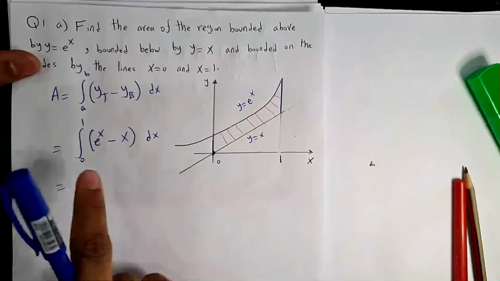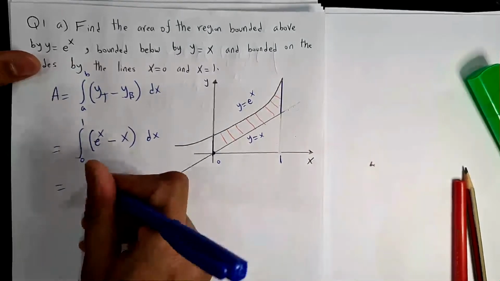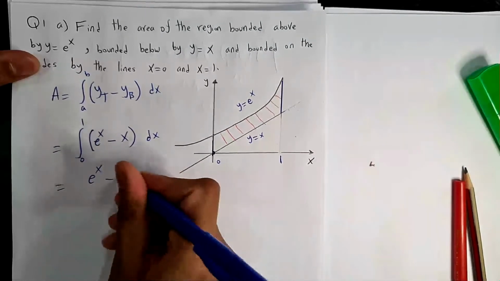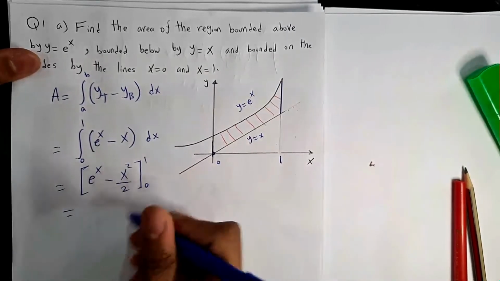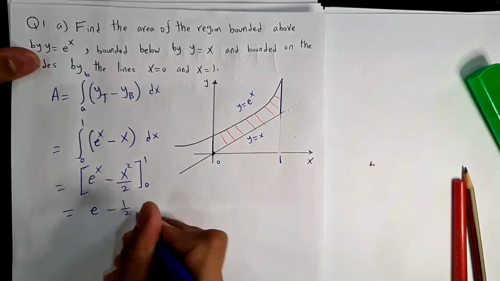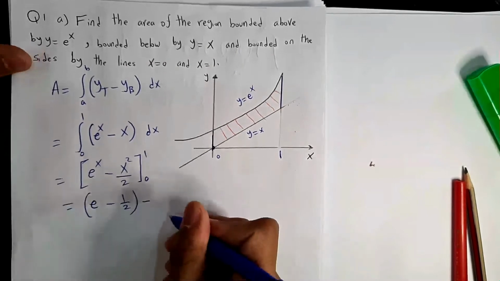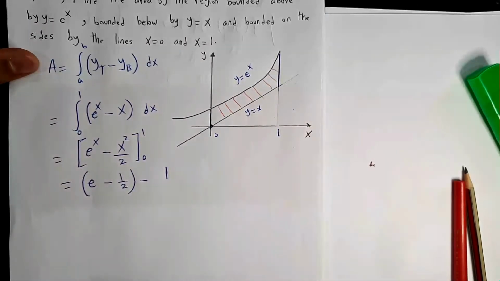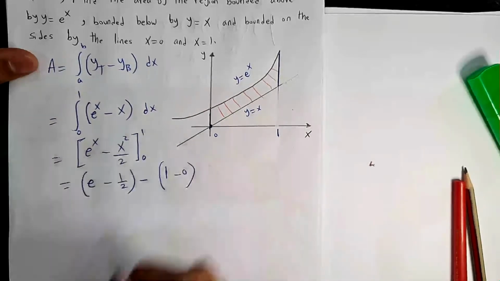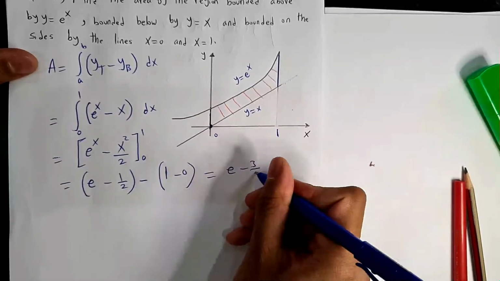Now this is a simple job for you. To integrate this is just for fun. I will do it quickly. This is e to the x minus x squared over 2 evaluated from 0 to 1. Now evaluate at 1. You will get e minus 1 over 2. Close the brackets. Minus, please do not forget to substitute by 0. At 0 you will have e to the power 0, which is 1. Minus 0 if you wish. And close the brackets. You will get e minus 3 over 2.